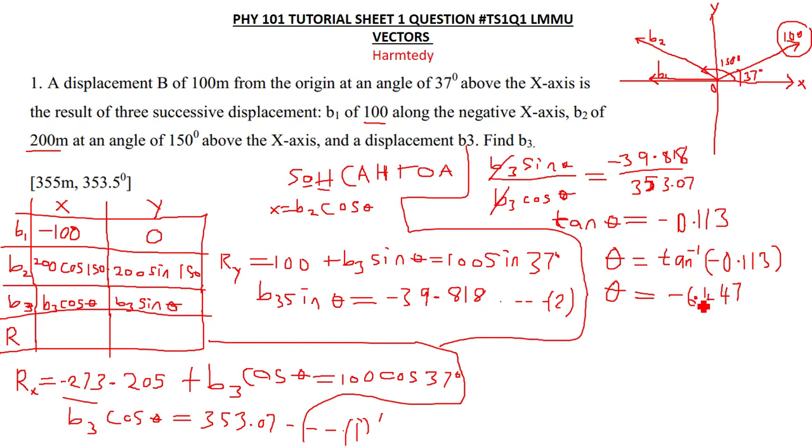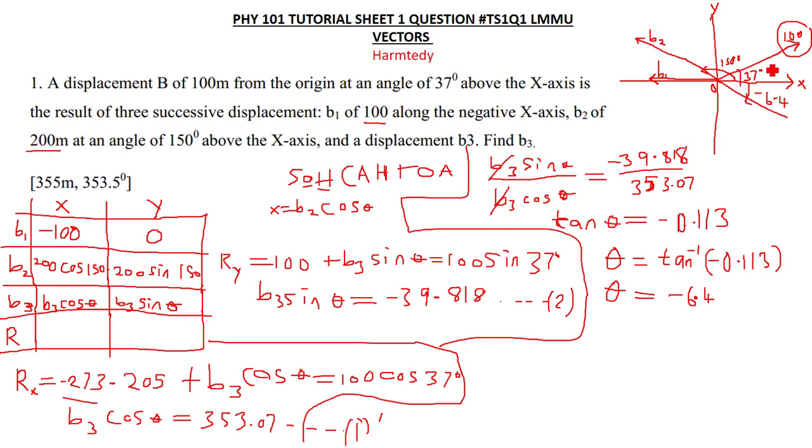Now here you can see the angle that we've gotten is a negative angle. And as we all know, whenever you have a negative angle, this implies that the angle is below the x-axis. So that negative 6 point something is below the x-axis, which is negative 6.47. Angles, normally you just round them off to one decimal place. So let's just write negative 6.4.